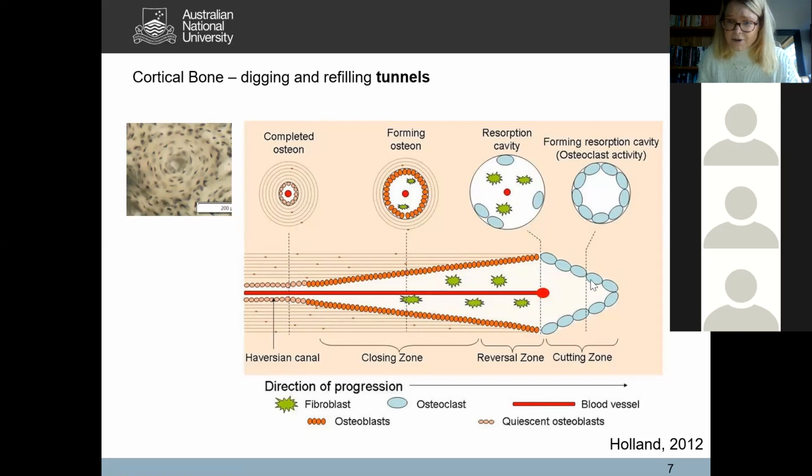So imagine this is that bone multicellular unit. It's digging through the cortical bone. It's lined with osteoclasts, which are resorbing the bone. And then the middle of your BMU is lined with osteoblasts, which deposit osteoid. Now, once all of that is completed, you then see this beautiful completed osteon, which is what you then actually see in the thin section itself.